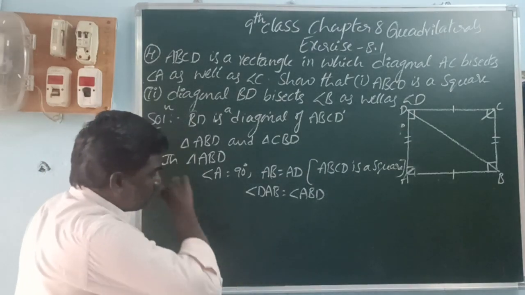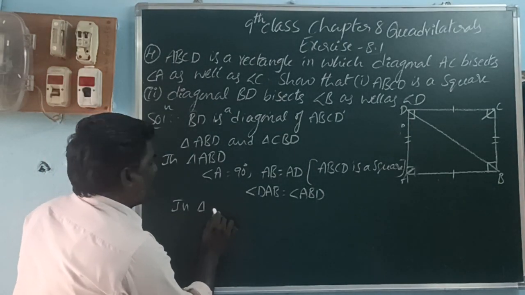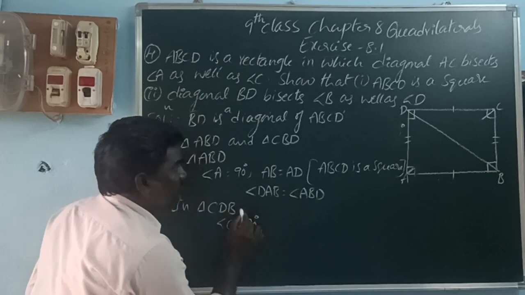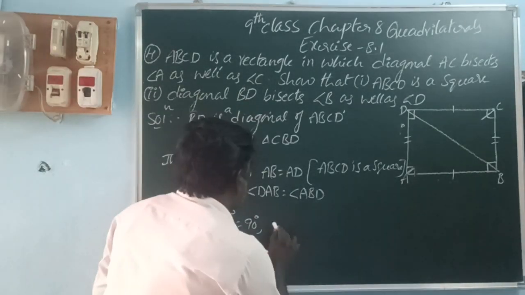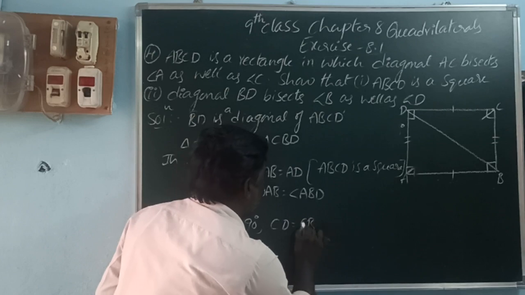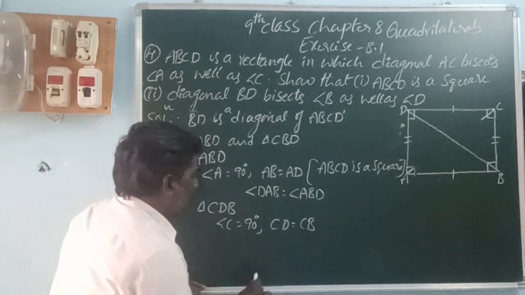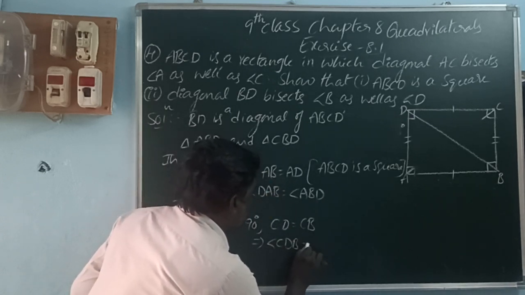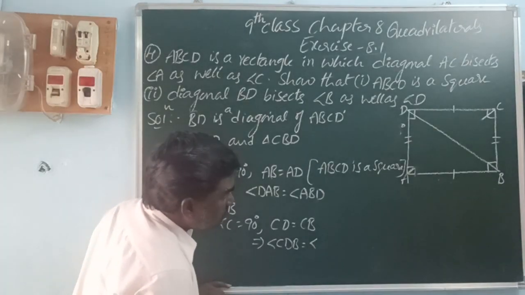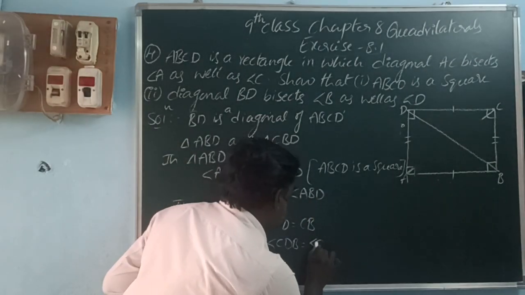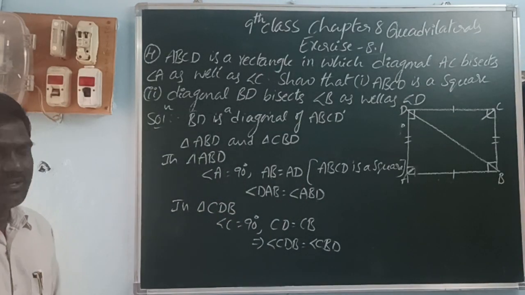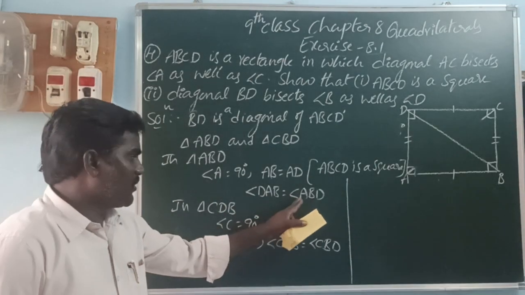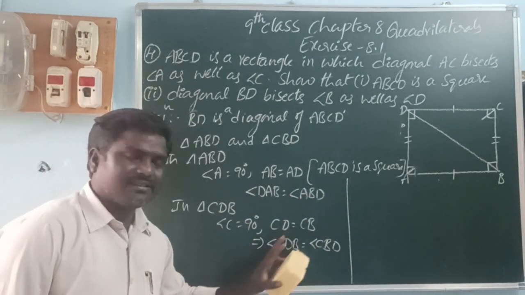So next, in triangle CDB, angle C is equal to 90 degrees. Next, CD is equal to CB. Why? ABCD is a square. So then angle CDB is equal to angle CBD. Here angle ADB is equal to angle ABD, and angle CDB is equal to angle CBD.